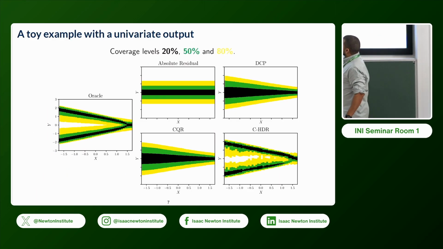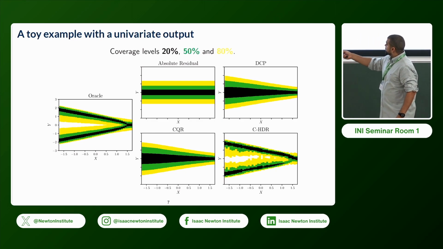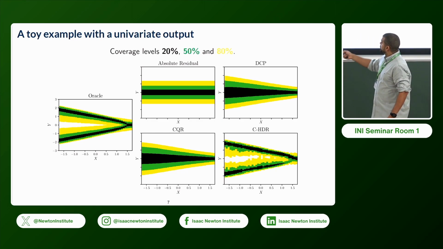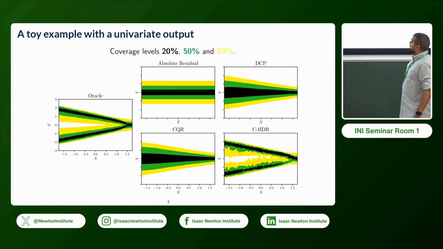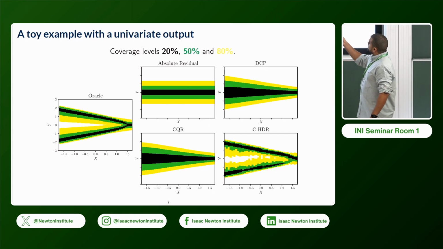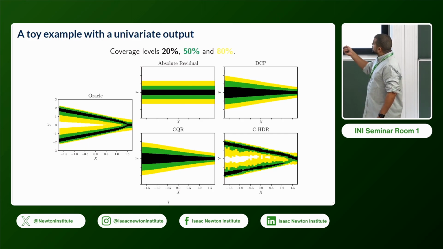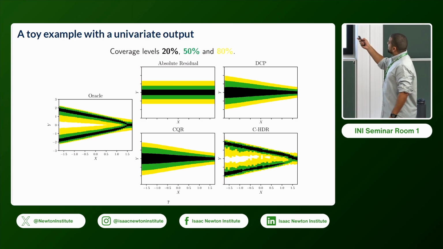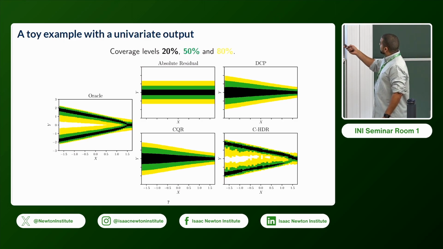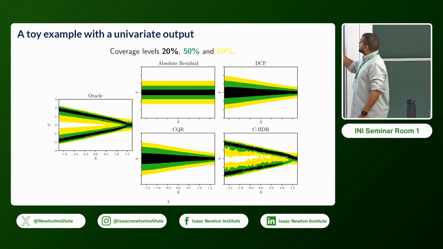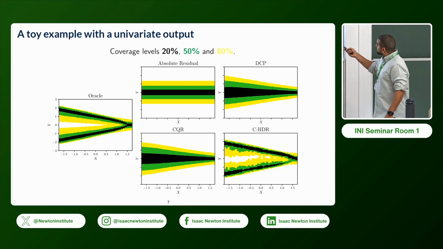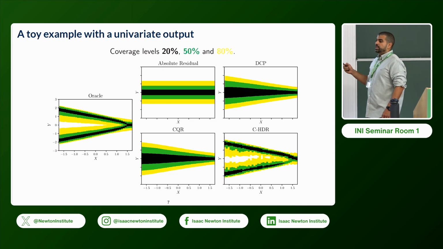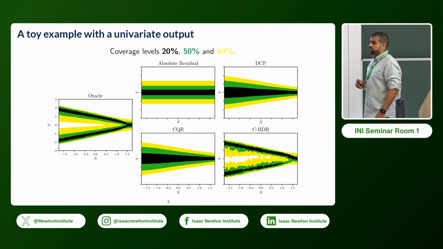So this is a one-dimensional case. The input is also one-dimensional. These are my oracle regions. The absolute residuals, the one using the mean, we can see here cannot capture the heteroscedasticity. It doesn't vary with X. The ones with the CDF and the quantiles can capture heteroscedasticity. However, they generate prediction intervals, so we don't capture the bimodality. The one using the PDF, we can see here, can capture the bimodality.